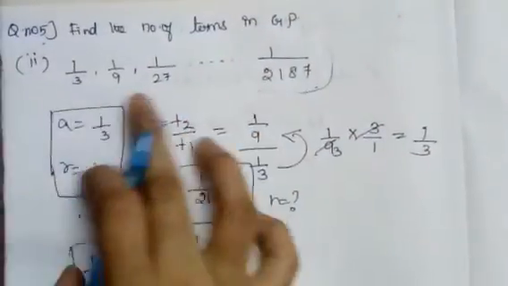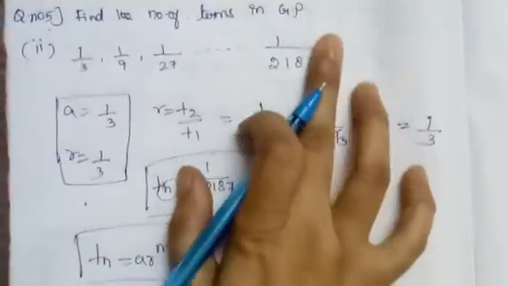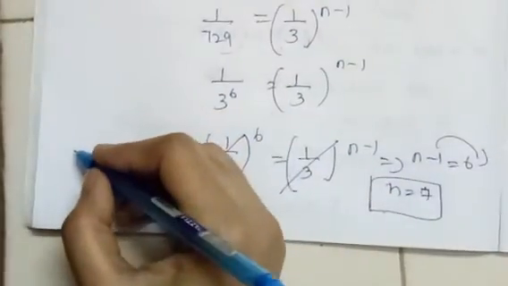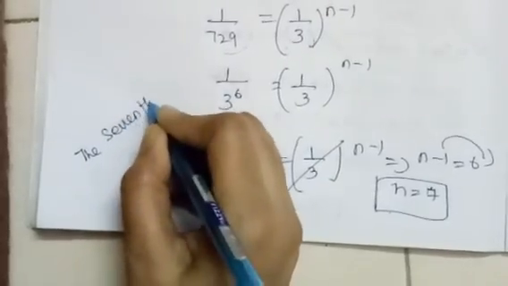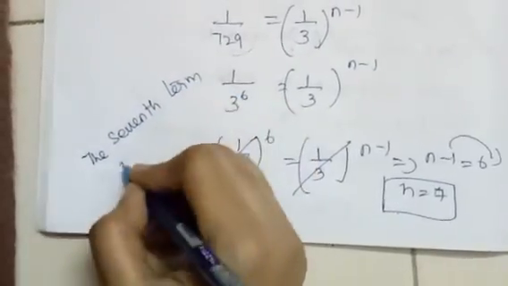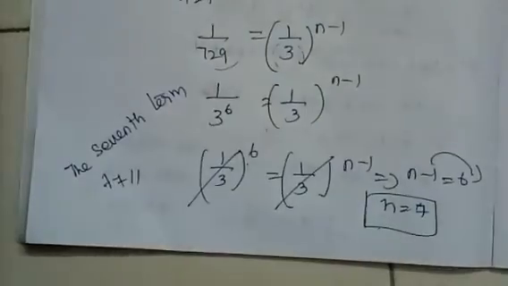Then in this geometric progression, the seventh term, T7, should be 1 by 2187. That is our answer.